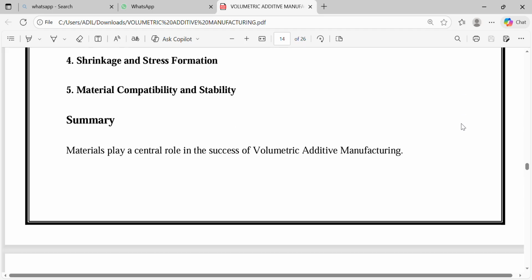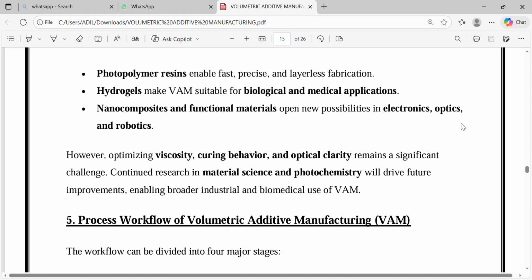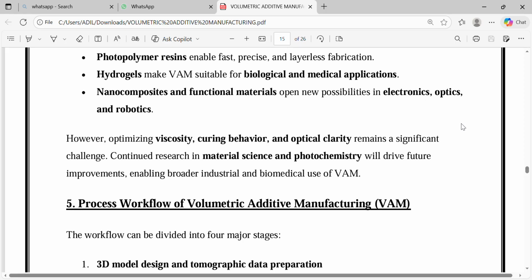Here is a summary. Materials play a central role in the success of volumetric additive manufacturing. Photopolymer resins enable fast, precise and layerless fabrication. Hydrogels make VAM suitable for biological and medical applications. Nanocomposites and functional materials open new possibilities in electronics, optics and robotics. However, optimizing viscosity, curing behavior, and optical clarity remains a significant challenge. Continued research in material science and photochemistry will drive future improvements, enabling broader industrial and biomedical use of VAM.